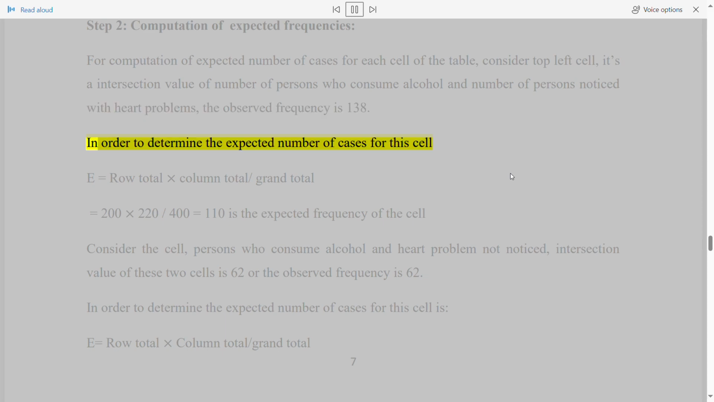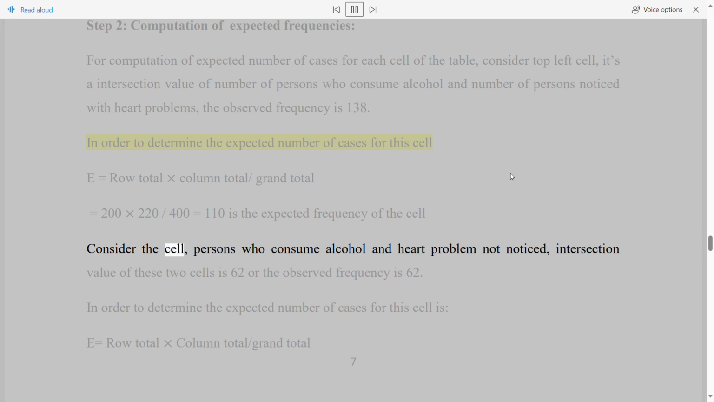In order to determine the expected number of cases for this cell, E is equal to row total times column total divided by grand total, which is 200 times 220 divided by 400, equal to 110. That is the expected frequency of the cell. Consider the cell, persons who consume alcohol and heart problem not noticed. The intersection value of these two cells, the observed frequency, is 62.